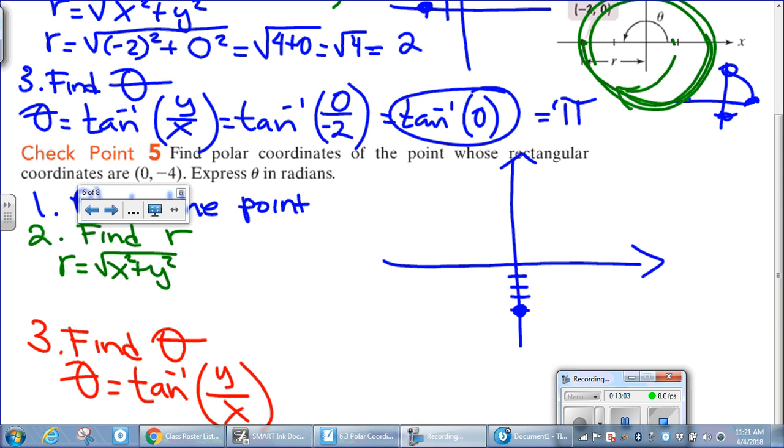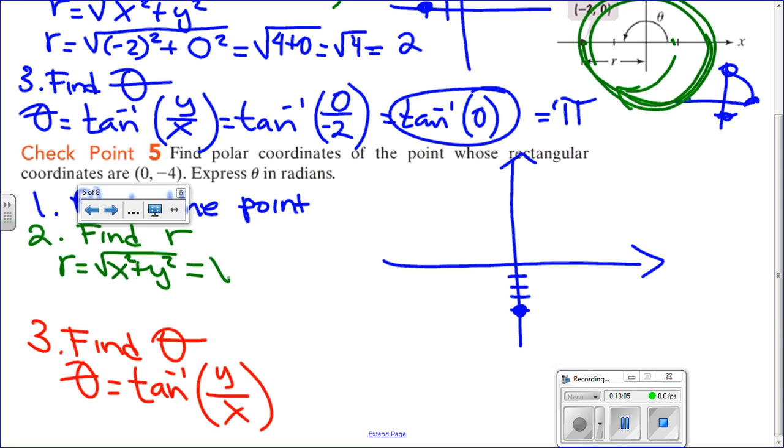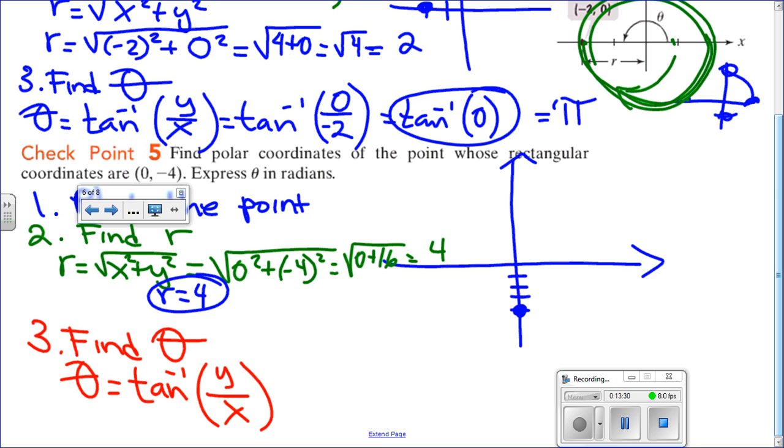Okay, so let's check out the answer. So here we should have something like 0 squared plus negative 4 squared, which is just going to give us 0 plus 16, and that will be equal to 4. And at this point, we can assume 4 is positive. That's fine. But remember, we're saying that r is 4, but that doesn't limit our options to represent a point, depending on the angle.